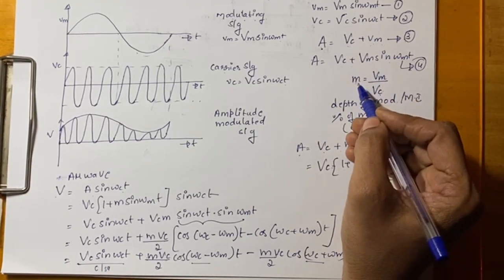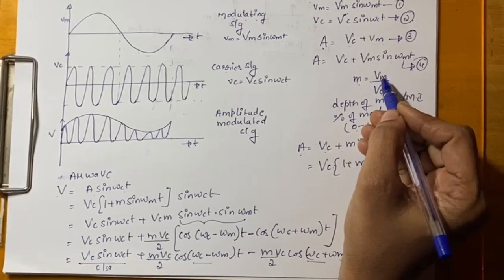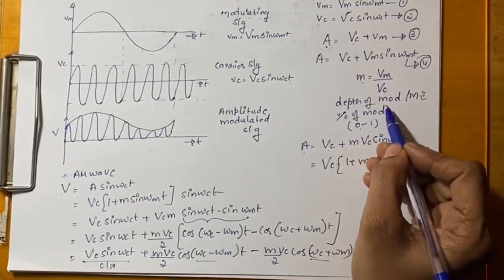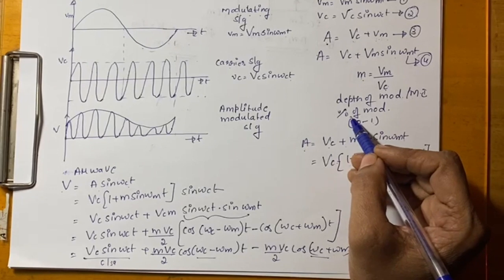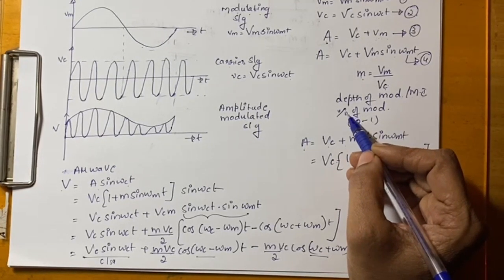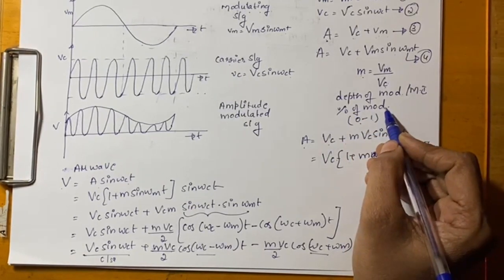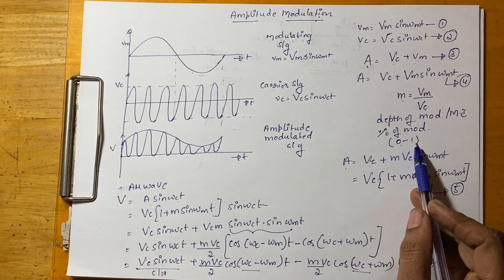Now we are going to define M as the ratio of both the voltages, that is Vm by Vc. This M is called the depth of modulation or modulation index. Generally, this depth of modulation is expressed as a percentage. Therefore, this is also called the percentage of modulation. Here, M takes a value from 0 to 1.